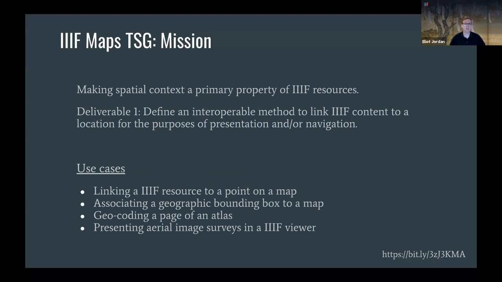The first deliverable is about making spatial context a primary property of IIIF resources. The deliverable itself will define an interoperable method to link IIIF content to a location for the purposes of presentation or navigation. Some use cases for this include linking a IIIF resource to a point on a map, associating a geographic bounding box to a map, geocoding a page of an atlas, or presenting aerial image surveys, for example, in a IIIF viewer.